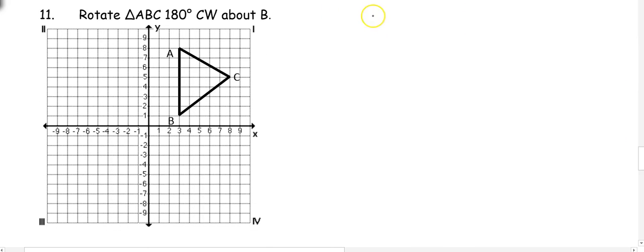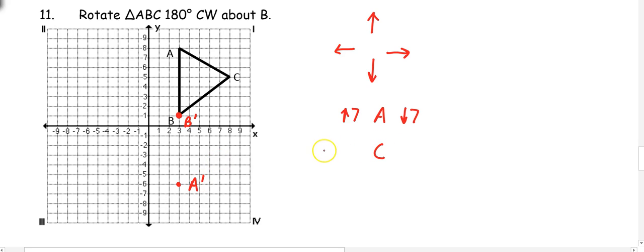Let's try one more. So from 11, we're going to rotate 180 degrees, which is 2 turns about point B. So B is going to stay in place again. To get A, as we recall from the last problem, we used to go up 7. So 180 is 2 turns. 1, 2. So my new movement is to go down 7 from B. So I'm going to go down 7. This is my new A point.